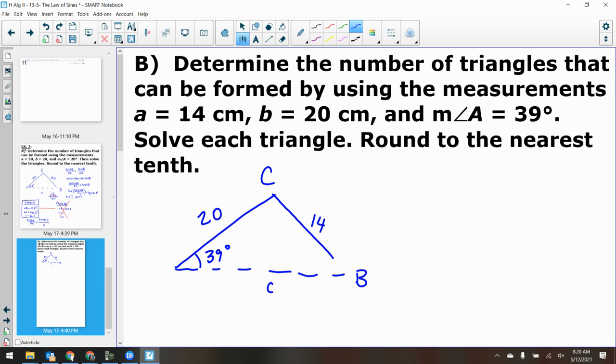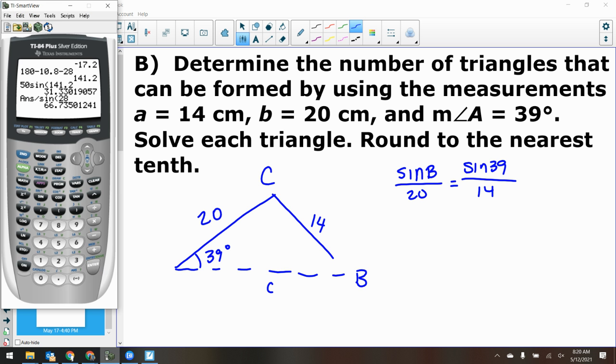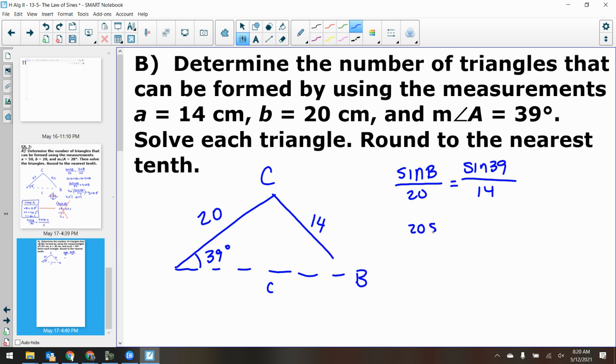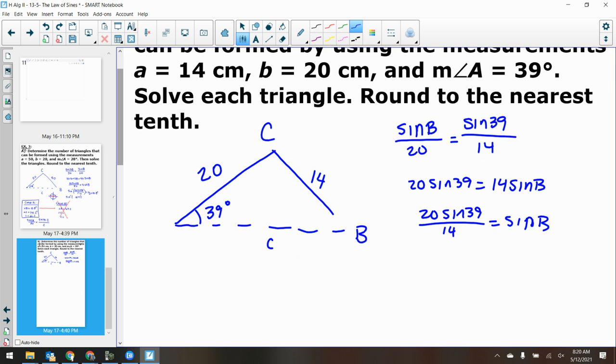So let's check to see if at least one case exists. We do so by using the law of sines. Sine B over 20 is equal to sine 39 over 14. We cross multiply and divide. 20 sine 39 is equal to 14 sine B. Divide by 14: 20 sine 39 over 14 is equal to sine B. Then I take inverse sine of 20 sine 39 over 14, and that's my B.